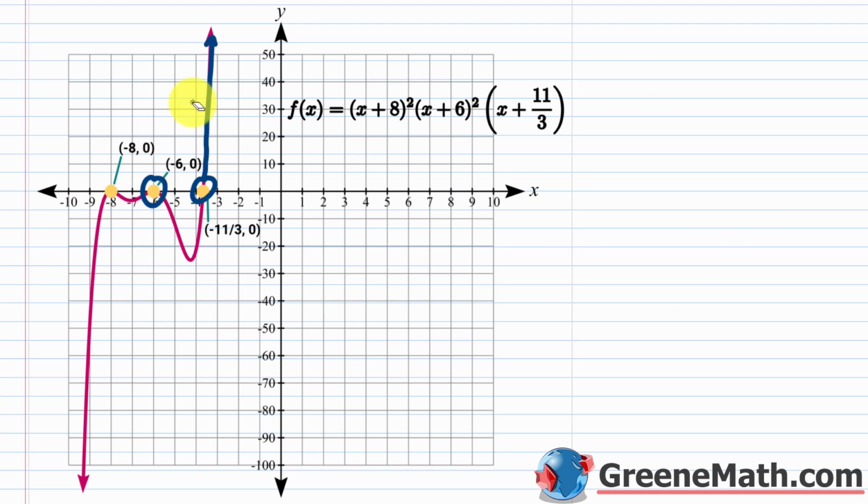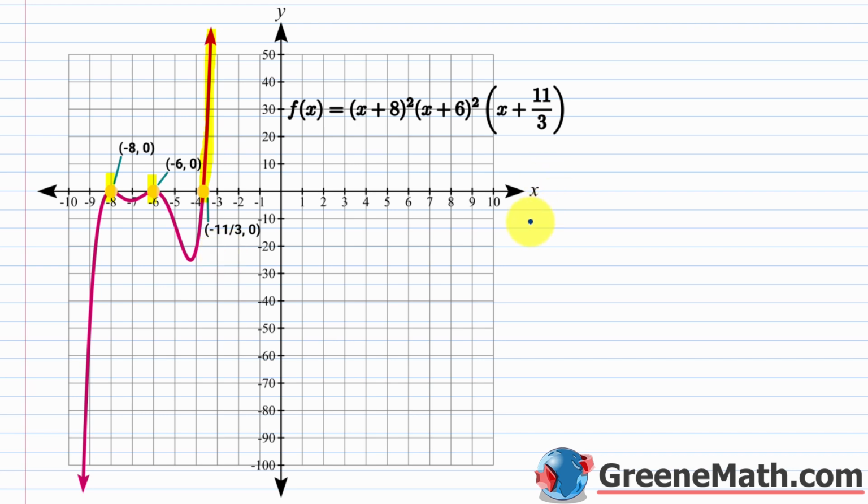Again, we already looked at the graph. Let me erase this and I'll just do it again. We're looking for where the values for the function are going to be 0. So that's right here and right here and right here. That's at your x-intercepts: an x value of -8, an x value of -6, and an x value of -11/3. Then you're also looking for where it's greater than 0. So that's going to be this part right here where the x value is greater than -11/3.